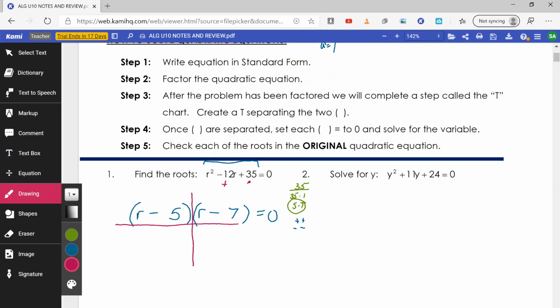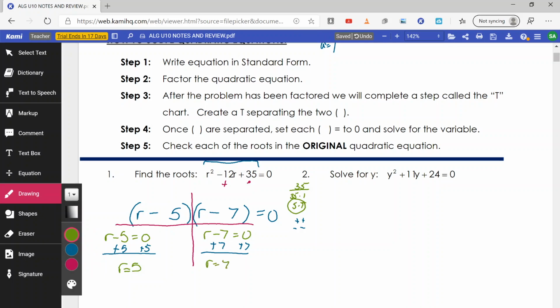What we do is we separate the two, and we're going to set each one equal to 0. So we have r minus 5 equals 0, and r minus 7 equals 0. So what I'm going to do is find the value of r that makes my equation equal 0. To get r by itself, I add 5 to both sides, which means r equals 5. And on the other side, we'll add 7 to both sides. So this means r equals 7.